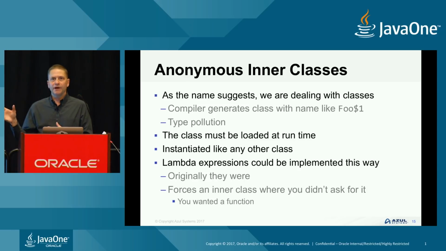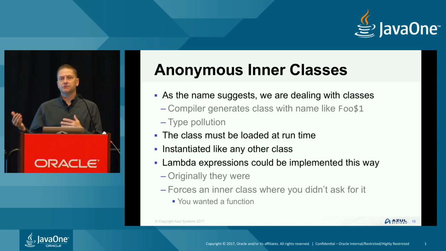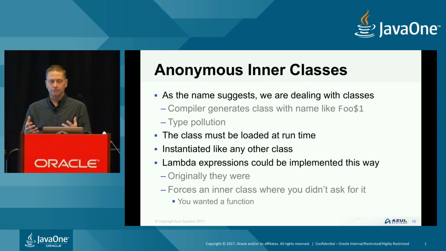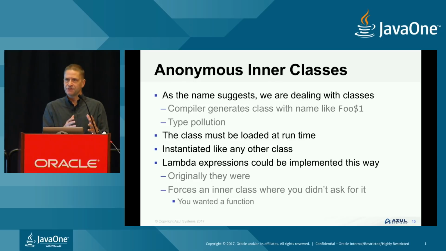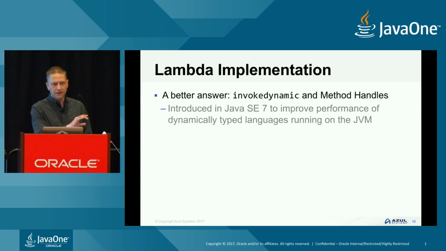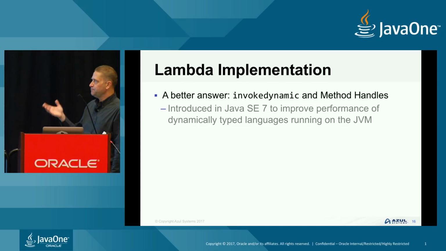The problem with doing it that way is you are forcing an inner class on your code where you don't actually want it. What you really want is a function. And the decision was obviously made not to have a function type in the language, but it would be nice if we didn't have all the extra work involved in trying to make a function type, but then ending up with lots of extra classes. So there has to be a better way of doing this, and there is.